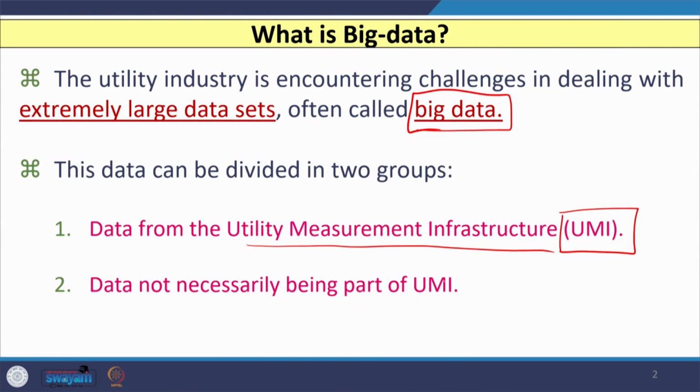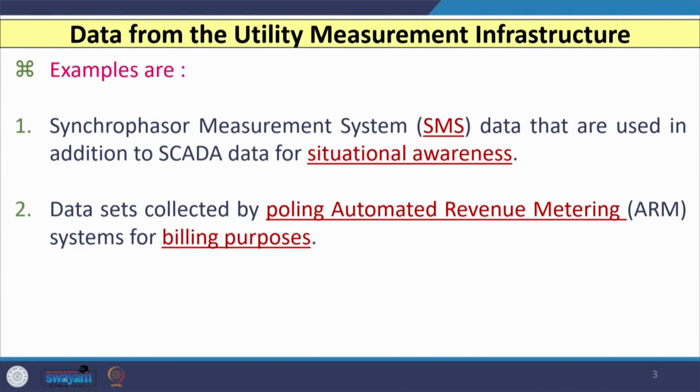The second group is data available other than from the utility measurement infrastructure. This data is not necessarily part of the utility measurement infrastructure. Of course, the utility does not require those data, but if they are integrated with the first group of data, then the combined algorithm will be useful for several purposes. For the data from the utility measurement infrastructure, there are several examples.